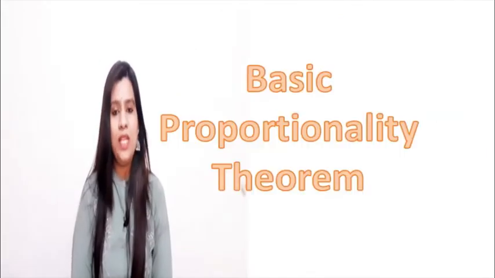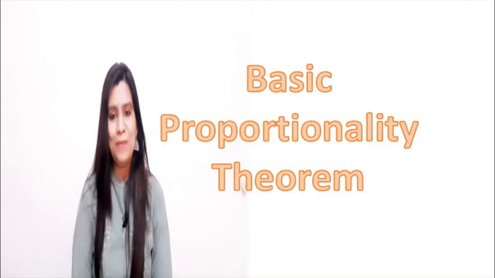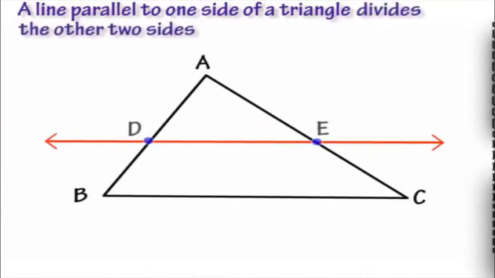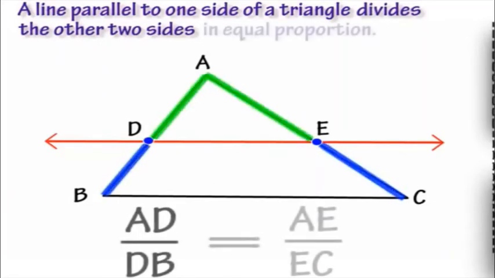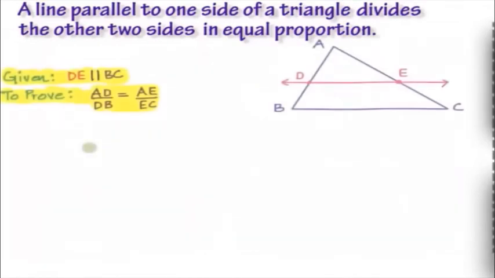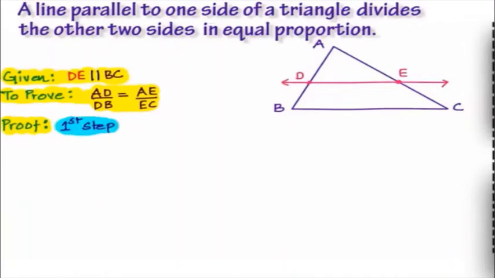So now we are going to see what the basic proportionality theorem is. We are going to prove that if a line is drawn parallel to one side of a triangle to intersect the other two sides in distinct points, the other two sides are divided in the same ratio. We are going to prove this theorem by using properties of a triangle in three simple steps. So let us start the first step.